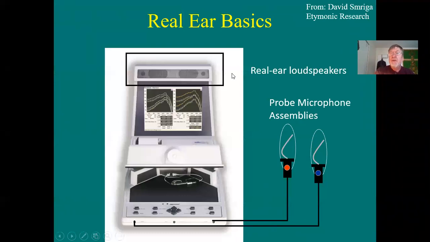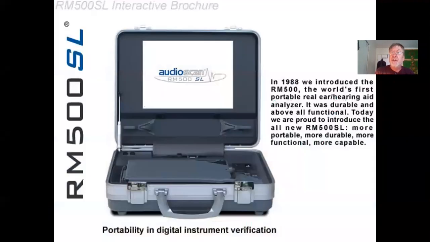The speakers, and here's your probe mic assemblies. One for the right ear in red, one for the left ear in blue. They're plugging into the real ear system. Every real ear system looks different. Don't fret about that, but they all have similarities.